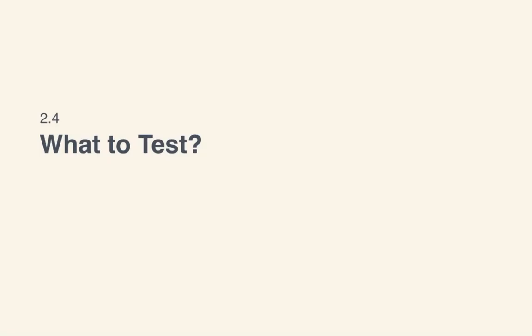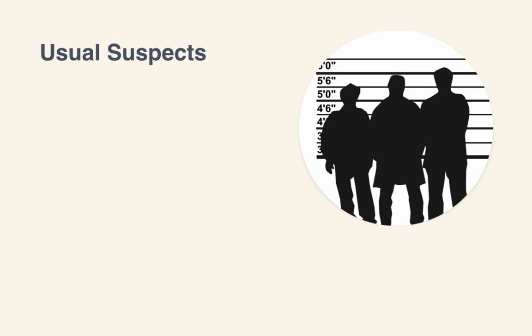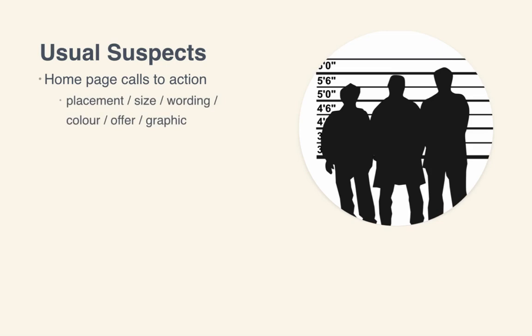Okay, so in this lesson we're going to look at what we're going to test. The kind of things that people test when they first come to A/B testing are things such as homepage calls to action, the placement, size, wording, color, the kind of offer, the free today or special offer, that kind of thing, or the graphic that may accompany that call to action.